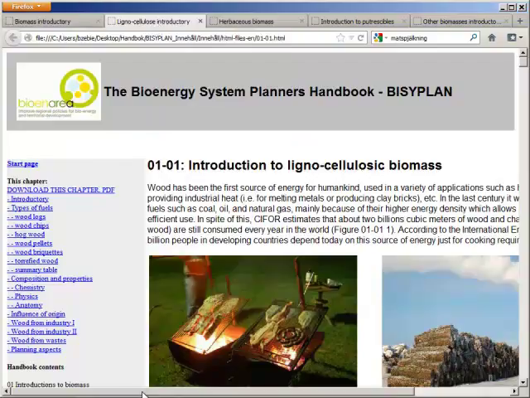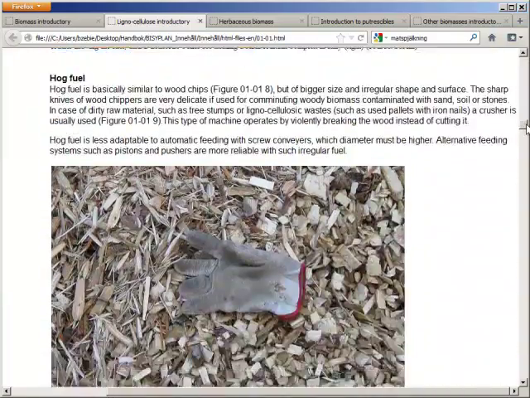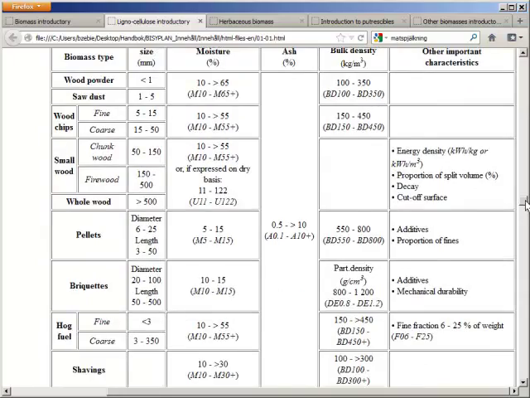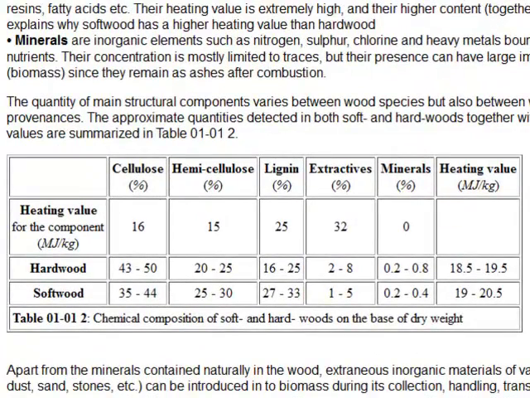So if we go to chapter 0101, now we have to move it right, and we move down a little bit until we find a table. Not that one, but this one. Looking at this table, you will realize that the amount of cellulose plus hemicellulose plus lignin in hardwood as well as in softwood is about 90% or more. So this is why we call these substances lignocellulose. They have very high amounts of lignin, cellulose and hemicellulose.